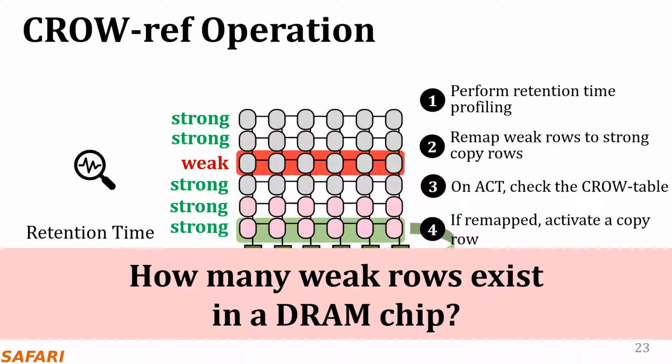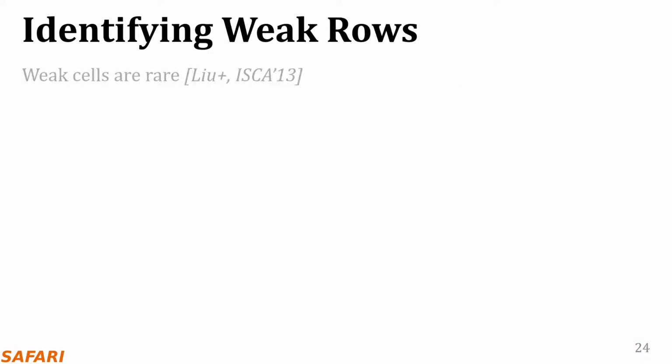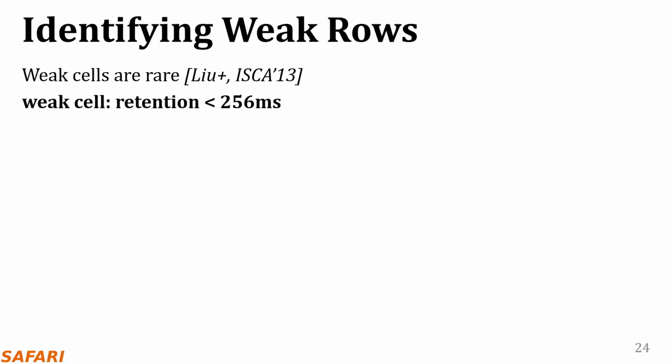To make this mechanism work, one question we need to answer is how many weak rows are typically there in a DRAM chip. It turns out that the weak rows are actually very rare. Here we assume a cell to be weak when it cannot retain data for 256 milliseconds.